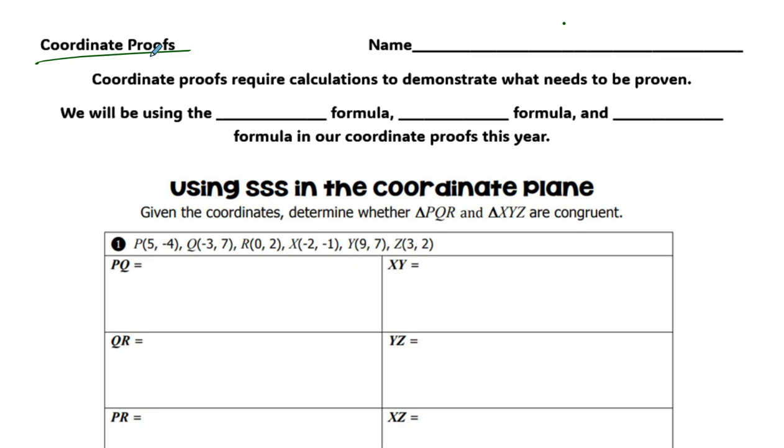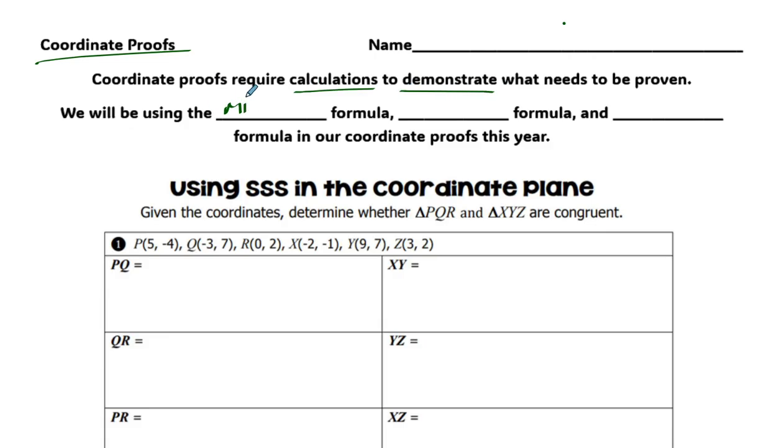We talked about two-column proofs where we lay out the logic of an argument completely. Coordinate proofs are a little bit different. They're a little bit less tedious and less thorough, but basically you just demonstrate what you want to prove. You use calculations to demonstrate what needs to be proven.